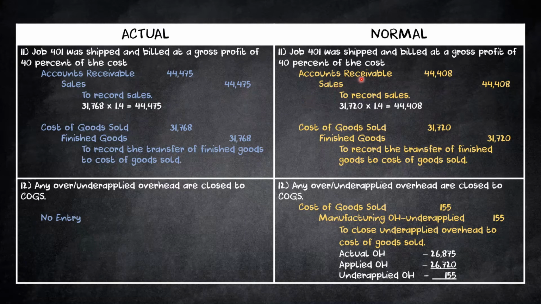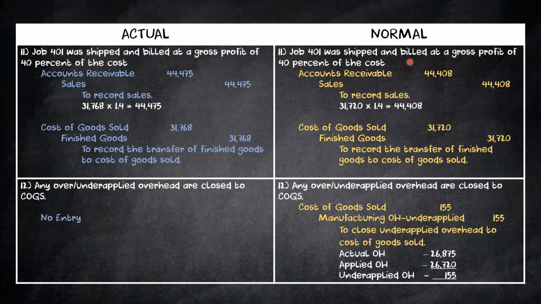Pag tinignan natin sa normal costing, it is almost the same except for the amounts. Kasi nga, uulitin ko ulit, magkakaiba na talaga ng amount dahil magkaiba tayo ng in-apply na overhead. So, dito, ang cost na ng job 401 is 31,720 and then multiply lang ulit sa 1.4 to get the selling price or the sales which is 44,408. So, ganyan lang siya. Sana malinaw pa tayo.